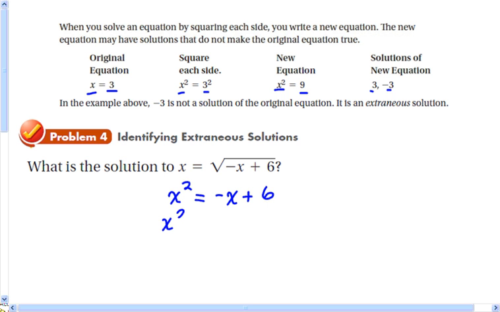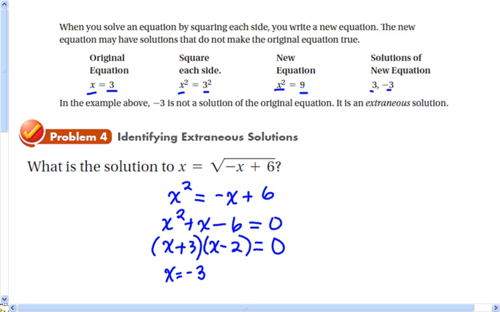Now we have a quadratic equation. I'm going to add x to both sides and subtract 6 to put it in standard form. That's factorable, so I'm going to write x plus 3 times quantity x minus 2 is equal to 0. And so x is equal to negative 3 and x is equal to 2. Now I'm going to check these solutions.